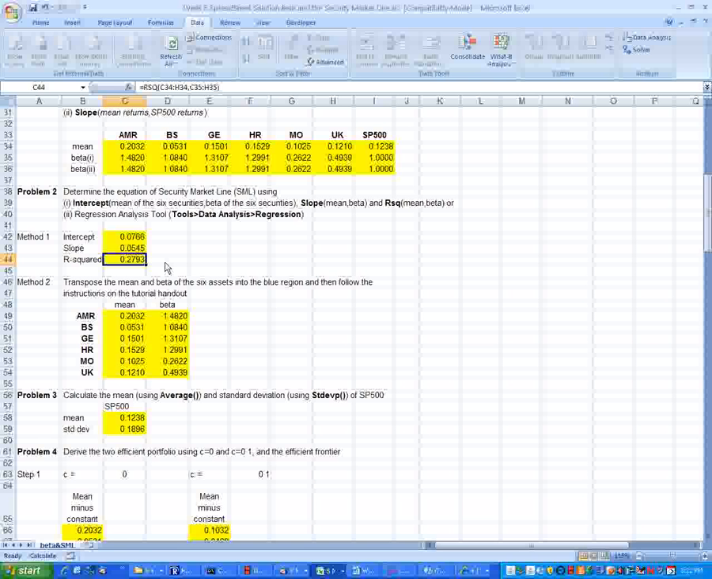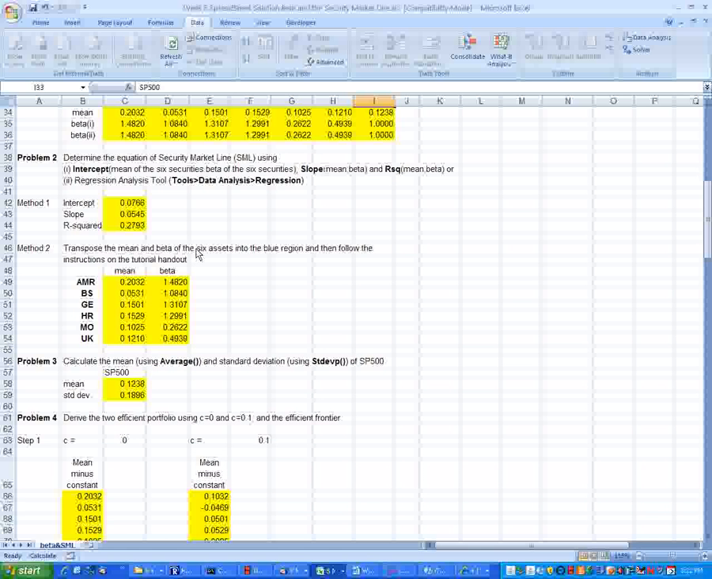And that points to a problem. We're going to hypothesize that the problem is that our market portfolio, the S&P 500, is in fact not an appropriate market portfolio. We believe that it is not on the efficient frontier. And we're going to confirm that in problem 2, method 2, and so on. Now I'm going to go over this very, very quickly.